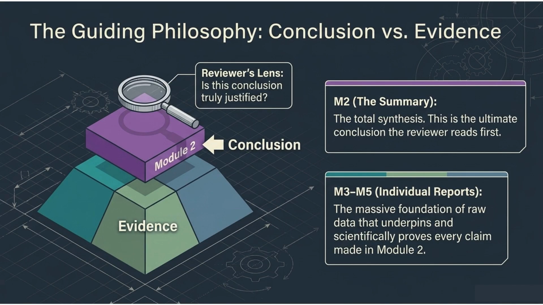Slide 5. The guiding philosophy. To truly understand the CTD, you must grasp its guiding philosophy, the relationship between conclusion and evidence. Module 2 is the total synthesis. It's the ultimate conclusion that the reviewer reads first. Meanwhile, modules 3 through 5 are the massive foundation of raw data that underpins and scientifically proves every claim made in Module 2. The reviewer always looks through the lens of, is this conclusion truly justified by the evidence?